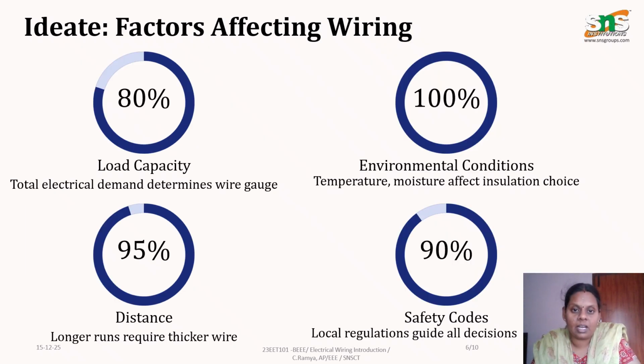Next is the ideate part, where we look at the factors affecting this wiring. Several factors affect wiring design. Load capacity determines the wire size or gauge, and environmental conditions such as temperature and moisture affect insulation choices. Finally, the safety codes and regulations guide every wiring decision, and ignoring any one of these can compromise the safety and the performance of the electrical wiring.